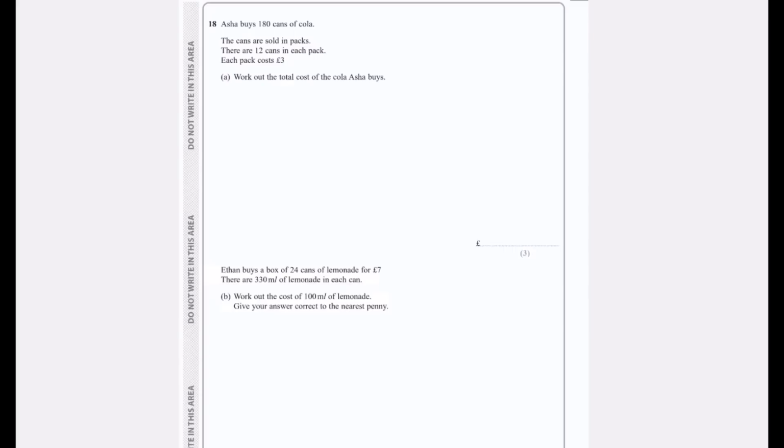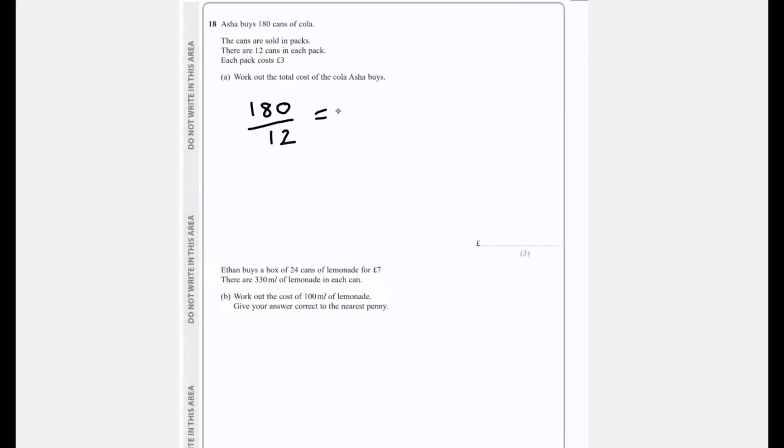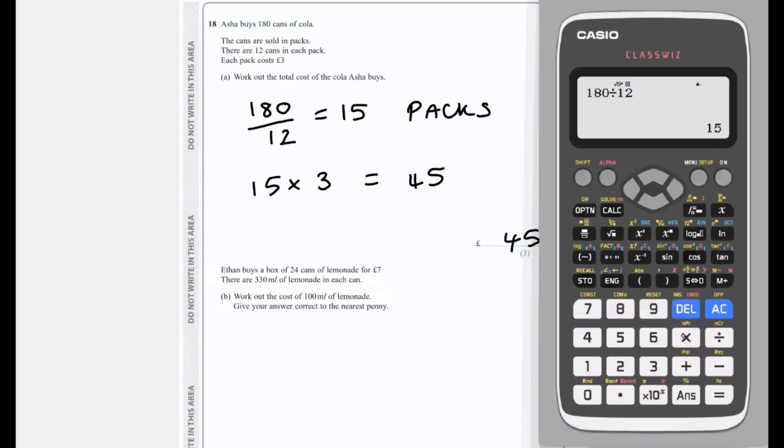Question 18. Asher buys 180 cans of cola. The cans are sold in packs, 12 cans in each pack. Each pack is £3. What is the cost of the cola? So 180 cans. We need to divide it by 12 to find out how many packs there are. So 180 divided by 12 is 15. So there are 15 packs. Each pack is £3. So 15 times 3, that will be £45. And of course, use the calculator.